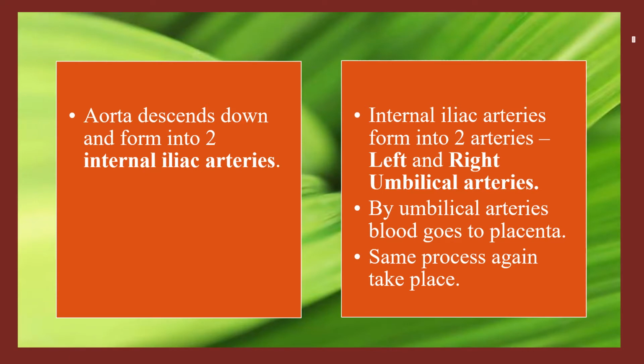Now the aorta descends, and at the level of the T12 vertebra, the descending aorta becomes the abdominal aorta. The abdominal aorta divides into two common iliac arteries, and the two internal iliac arteries form the left and right umbilical arteries. Through the umbilical arteries blood goes to the placenta, and the same process takes place again.